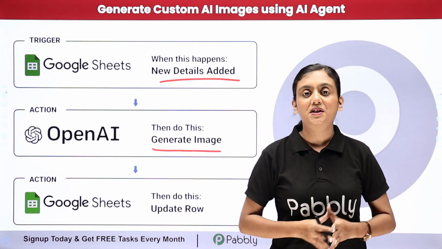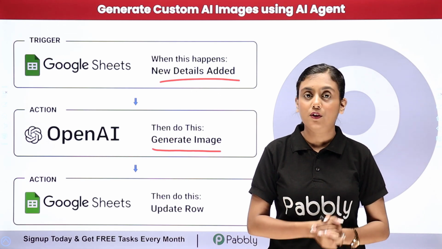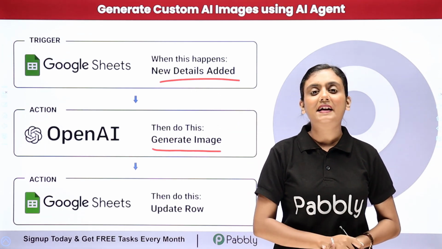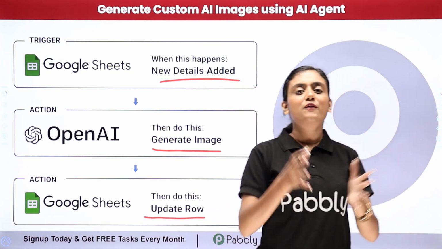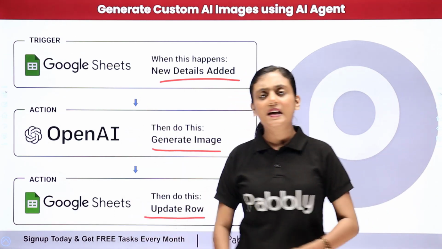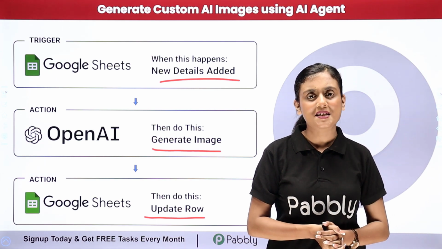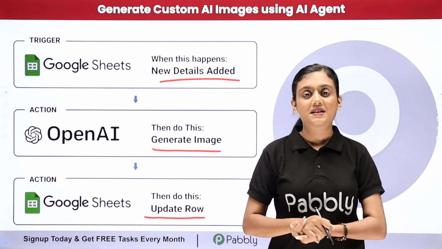As the image is generated, I want to keep a systematic record of the image URL. For that, I'm going to add that image URL back in my Google Sheets. So now if you want to learn how to create this amazing AI agent for yourself, for your business, then let me take you to my screen.